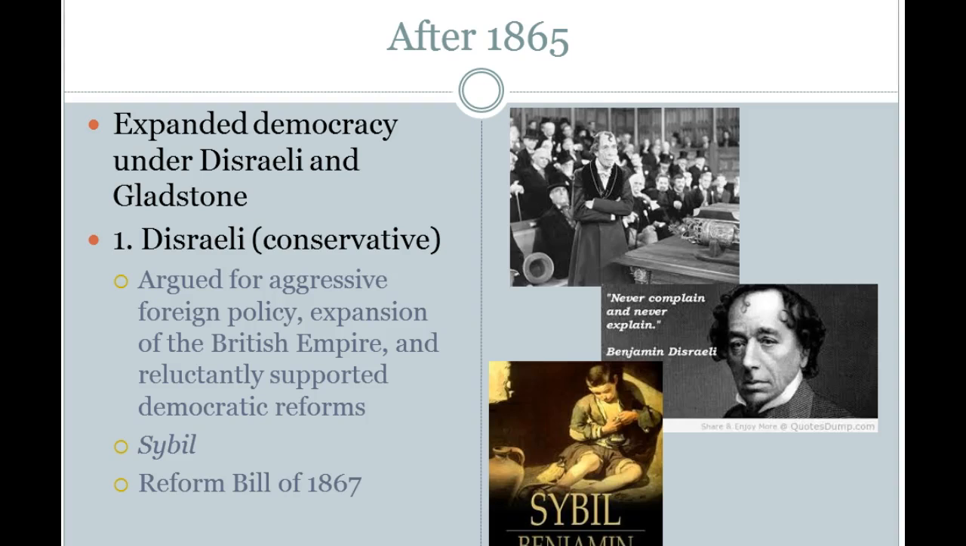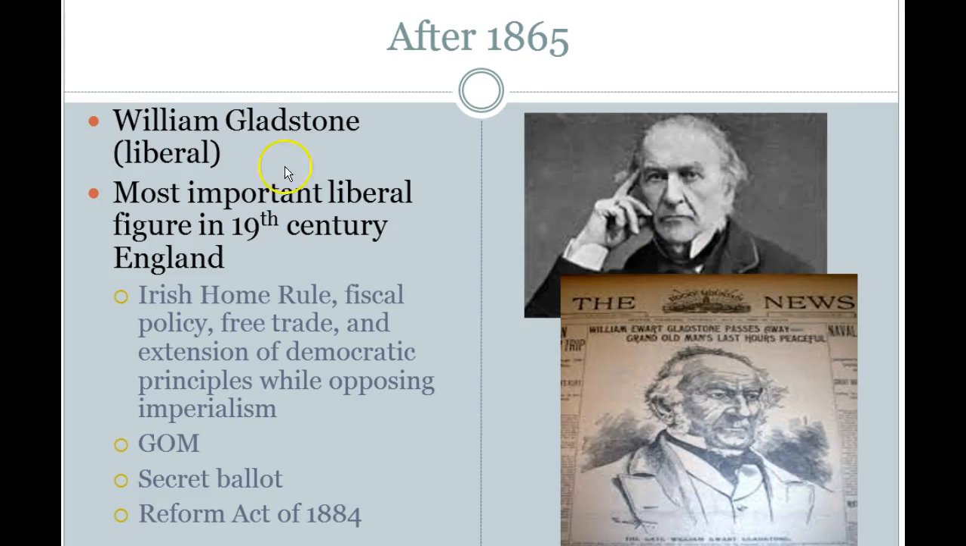That's good because we want to keep cholera out of England. And then William Gladstone, our liberal, is going to become the most important liberal figure in the 19th century. So like I said, they go back and forth. He supported, later, the Irish Home Rule, which we're going to end this lecture on, fiscal policy, free trade, and extension of democratic principles while opposing imperialism. So you can see the difference in platform, although they're going to banter back and forth.